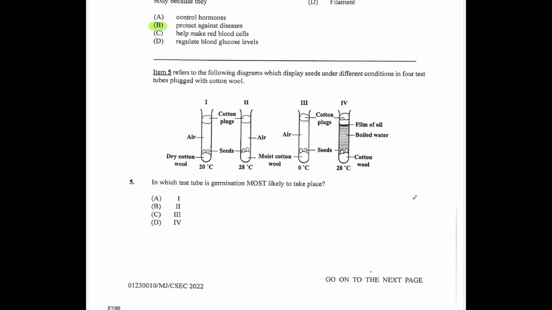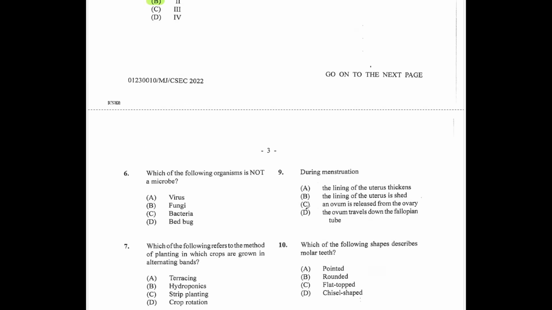Item 5 refers to the following diagrams, which display seeds under different conditions in 4 test tubes plugged with cotton wool. You see the cotton wool labeled on top here. In which test tube is germination most likely to take place? So we know we need our water for germination to happen. So we have to be looking at moist cotton wool. We see this one is dry, and this one is sealed up. Yeah, this one is at 0 degrees Celsius, and this one is a nice 28 degrees Celsius. So we are going with 2, which is B for question number 5.